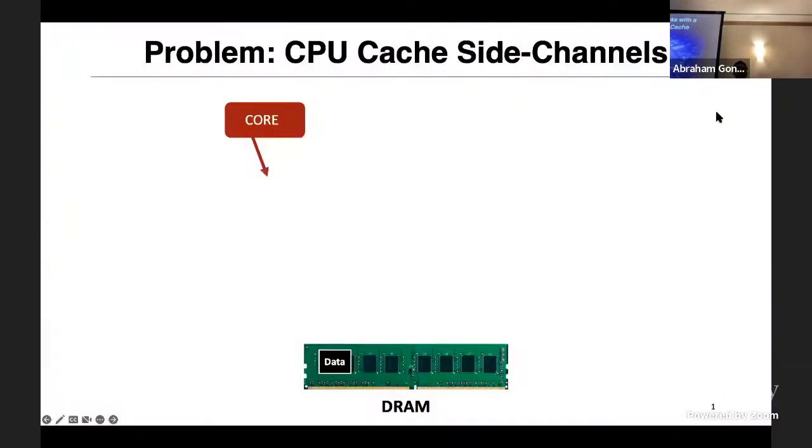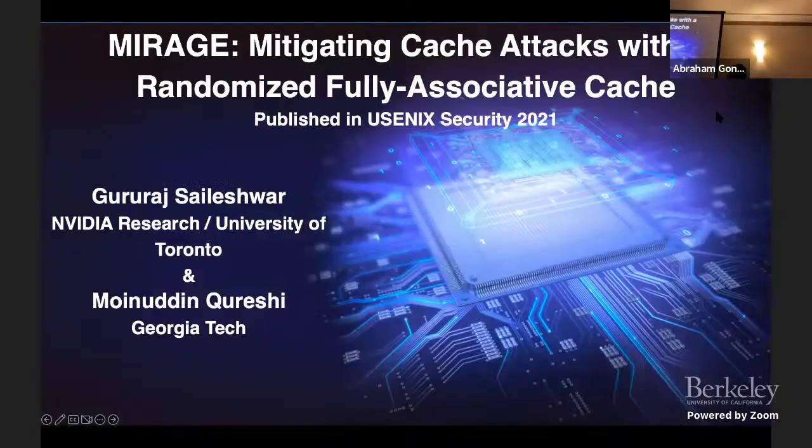He's an incoming assistant professor at the University of Toronto. His research is on hardware and system security with a focus on microarchitectural side channels, rowhammer attacks, and defenses and trusted execution environments. His work regularly appears at computer architecture conferences like ISCA, Micro, HPCA, ASPLOS, and security conferences like IEEE Security and Privacy, Usenix Security, and CCS. His recent work on rowhammer defenses received a Best Paper Award at HPCA this year, 2023.